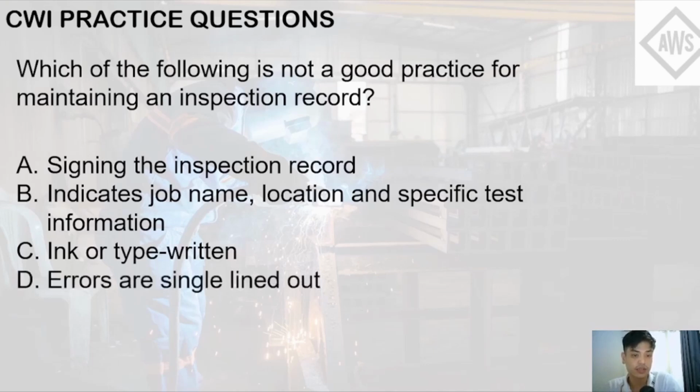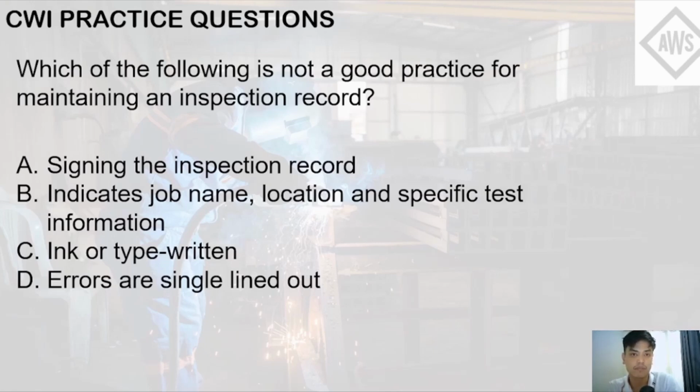The errors are single lined out. So letter A, the welding inspector, or the one that created the inspection record, needs to sign the inspection record. So he needs to be accountable for it, basically by signing his name. It indicates the job name, location, and specific test information. So it is essential that the inspection record has a corresponding job activity where the location may be.